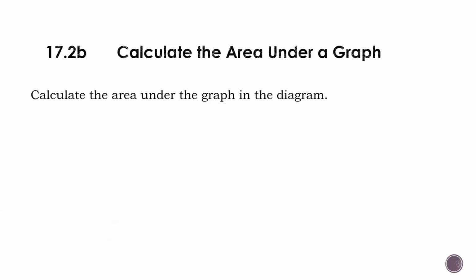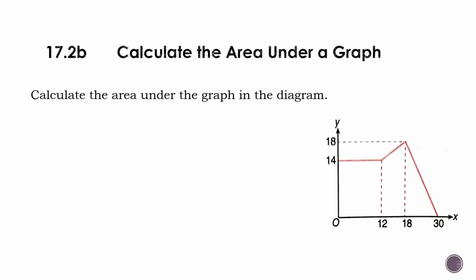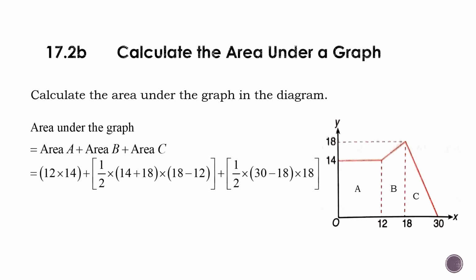So now we need to calculate the area under a graph. So let's see the area under the graph in the diagram. This area I can make A, B, and C. The first, A, is actually a rectangle, B is a trapezium, C is a triangle. Let's see. My area under a graph is area A plus area B plus area C. So area A will be 12 times 14.